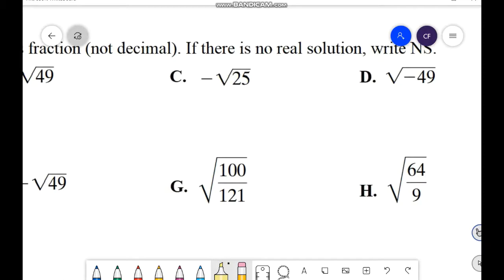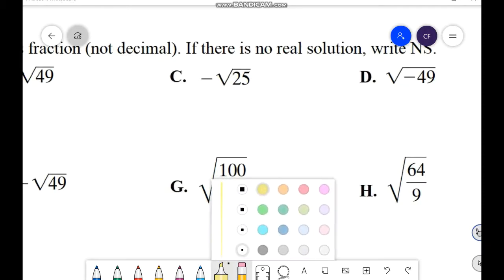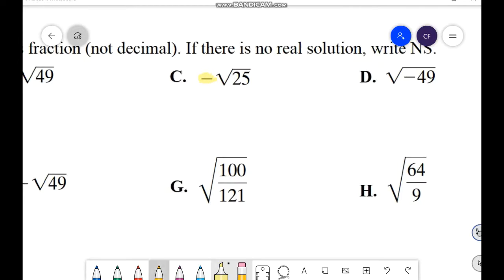On letter C, now you have the negative sign in front of the root. When you have something like that, then you answer with the negative root. And the negative root of 25 is negative 5. Okay? But if the negative sign is inside the root, then you're not going to have a real solution. If it's inside, you have the square root of a negative number, and there's no way we can find a real solution for the square root of a negative number.